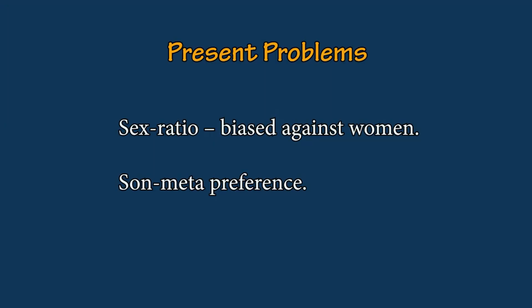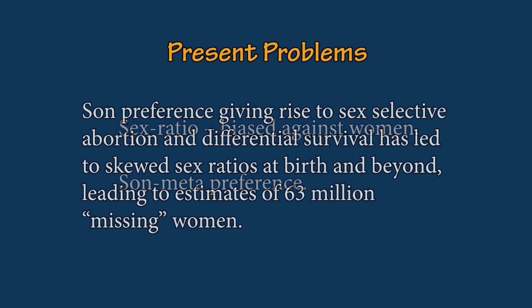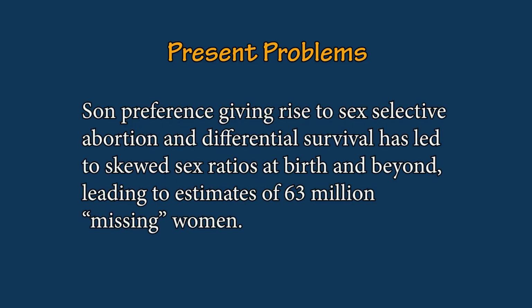So that's about performance, and now the problems. What are the remaining problems? Still we have several problems in India and in other developing countries. The problems are that the sex ratio is still biased against women, and the problem of son preference. Son preference giving rise to sex-selective abortion and differential survival has led to skewed sex ratios at birth and beyond, leading to estimates of 63 million missing women. I am going to discuss the issue of missing women shortly.